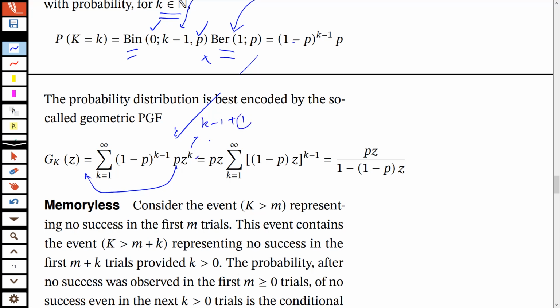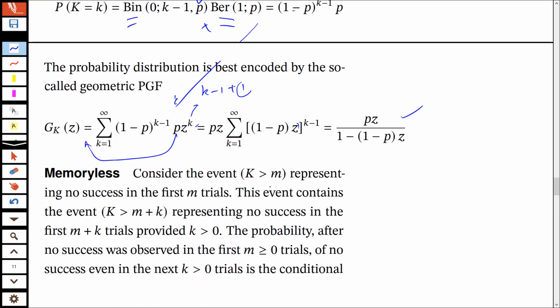I just take z to 1 out, so z is to k minus 1, 1 minus p is to k minus 1. I combine them, it is 1 minus p times z to k minus 1, and this is the ratio of my geometric series. So this is just the sum of an infinite geometric series. I will find this expression useful for calculation of mean and variance and so on. But let me now discuss something very important, which is unique to geometric distribution among all the discrete distributions.